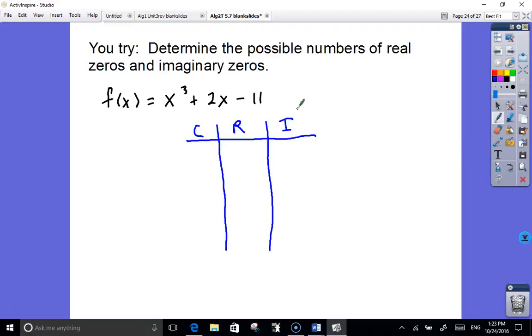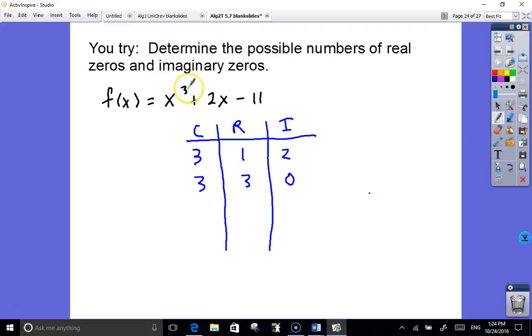Then you got to come up with the number of imaginary. What do you know about the imaginary zeros? It's an even number. So it must be an even number less than the number of complex zeros. And then the number of real zeros is the difference. How many complex zeros? 3. How many possibilities for imaginary zeros are there? 2 and 0. So how many possibilities are there for the real zeros? 1 and 3. That's it.